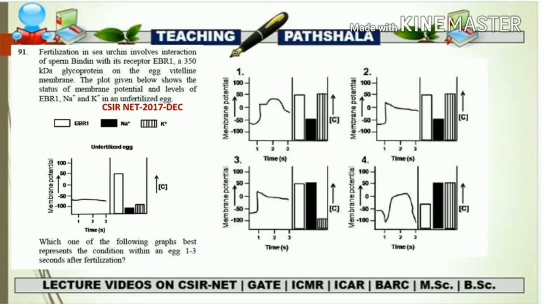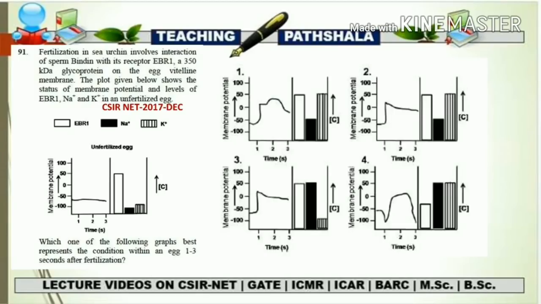So right now, I think most of you have understood the meaning of this question, that after 1 to 3 seconds of fertilization, obviously there will be the occurrence of the fast block of polyspermy, because this is the condition of the fast block of polyspermy. And if we recall the different steps of fast block of polyspermy, it includes the entry of sodium from the outside environment to the inside of the egg cell. Next, there will be a little bit of exit of potassium ion from the egg.